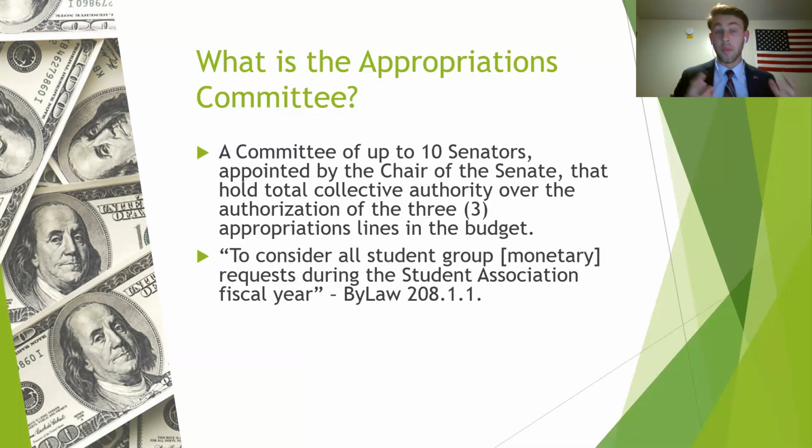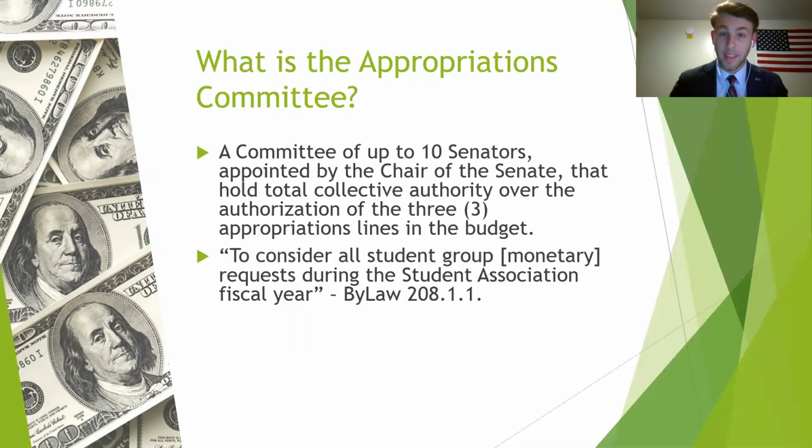So the request comes to me as the chair, and if I approve it as a good form, that's who it's going to. So it says this in the bylaws that we're all bound to. The committee is to consider all student group monetary requests during the Student Association fiscal year. So that's the Appropriations Committee. And we got full authority over the 3 appropriations lines in the budget.